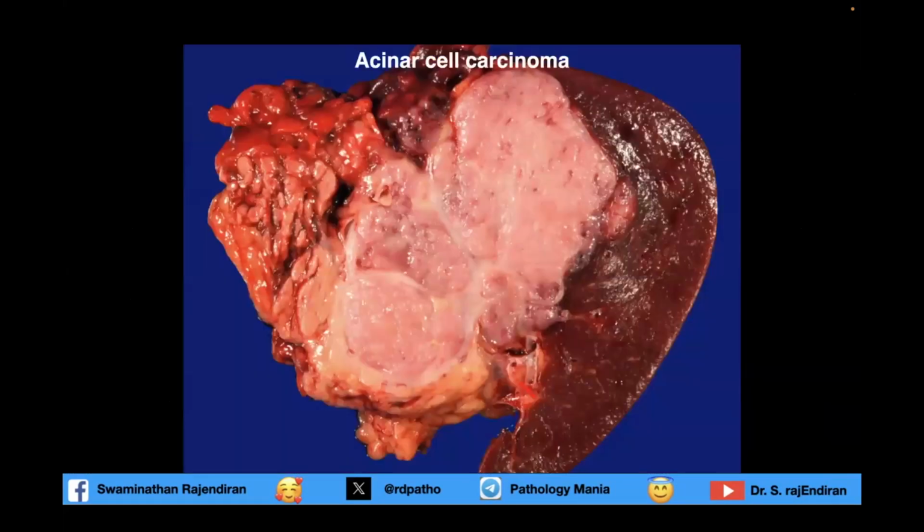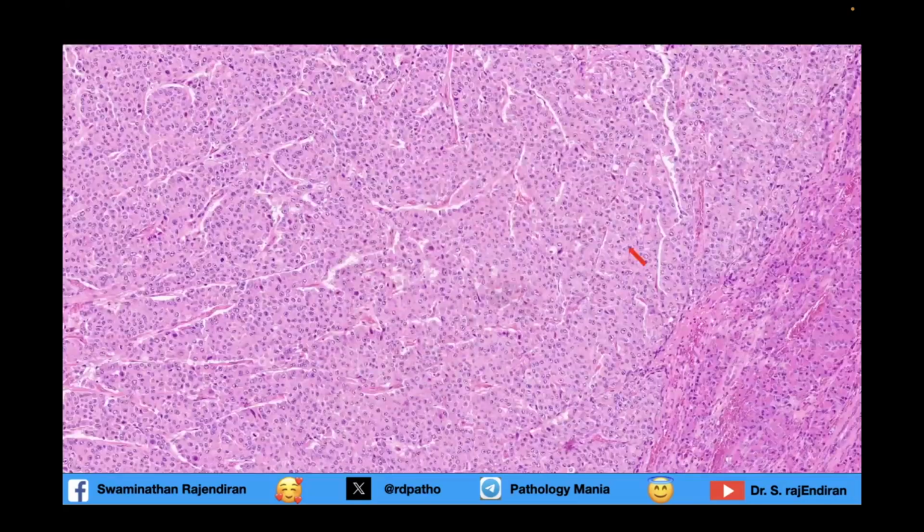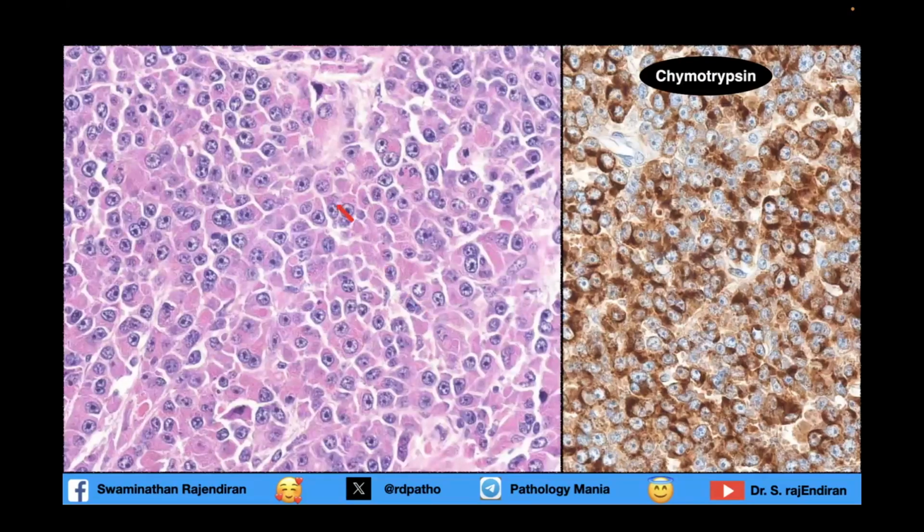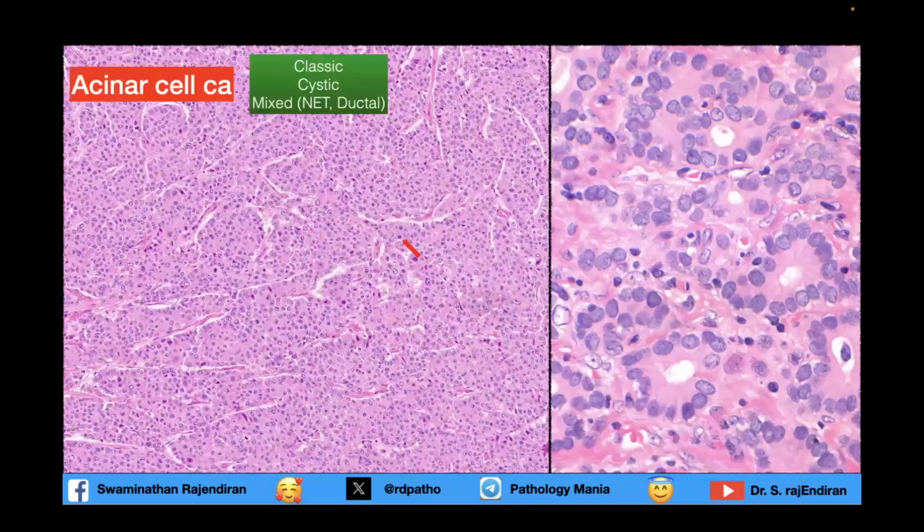Acinar cell carcinoma, this you can see a very nice picture of fleshy growth and with lobulations and septae. It's in the tail of the pancreas, so it is invading into the spleen. Microscopically, it shows a very well circumscribed tumor made up of pink cells with indistinct cell border and round to oval nuclei with the prominent nucleoli, and you can see the prominent nucleoli in them. You may confuse it with oncocytoma, but oncocytes won't show this prominent nucleoli, and chymotrypsin will be positive in acinar cell tumor.